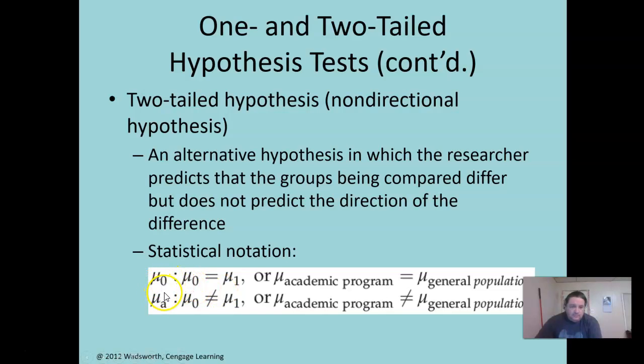So mu0 is equal to mu1, or mu academic program is equal to the general population, or it's not equal to the general population.